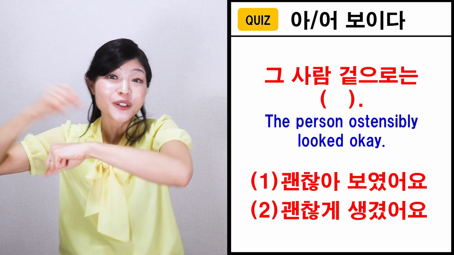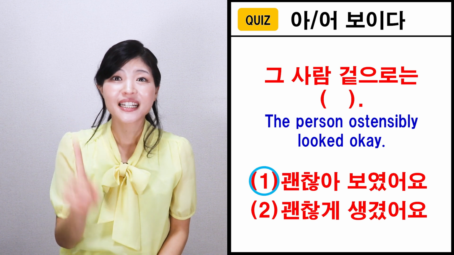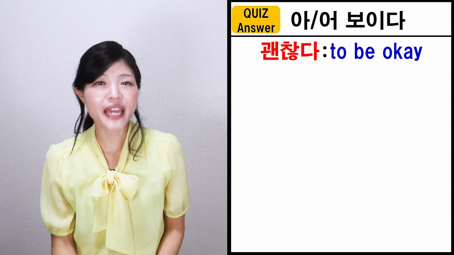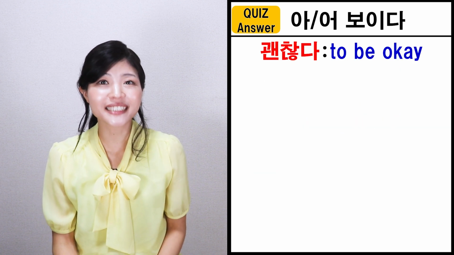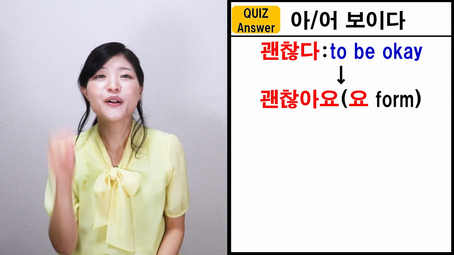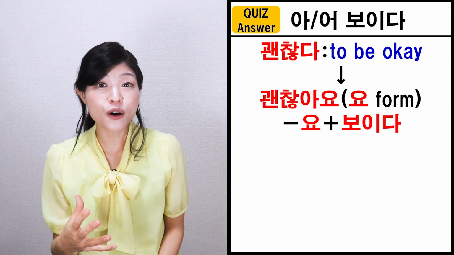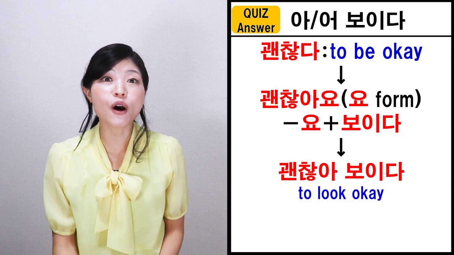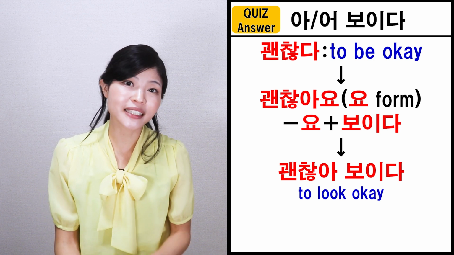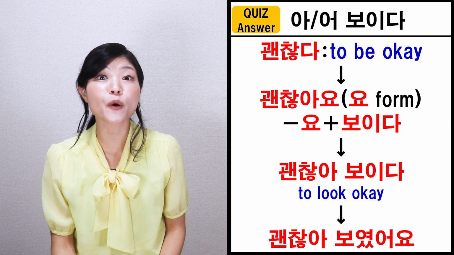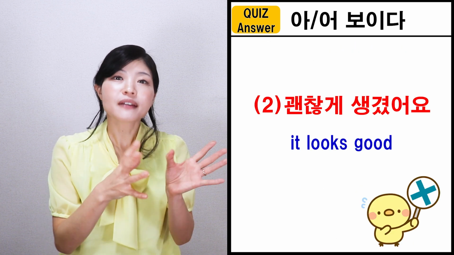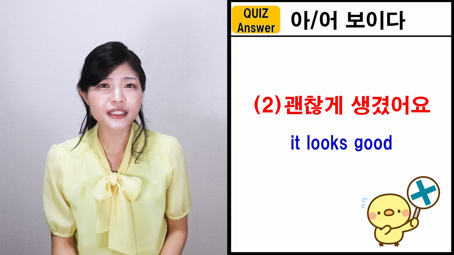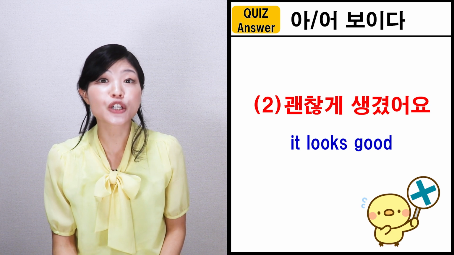The correct answer is number 1. 괜찮다 is to be okay. The yo form of 괜찮다 is 괜찮아요, right? You remove yo and attach 보이다 to make 괜찮아 보이다, to look okay. Since it is the past tense, it becomes 괜찮아 보였어요. Number 2, 괜찮게 생겼어요 is wrong because it means it looks good.